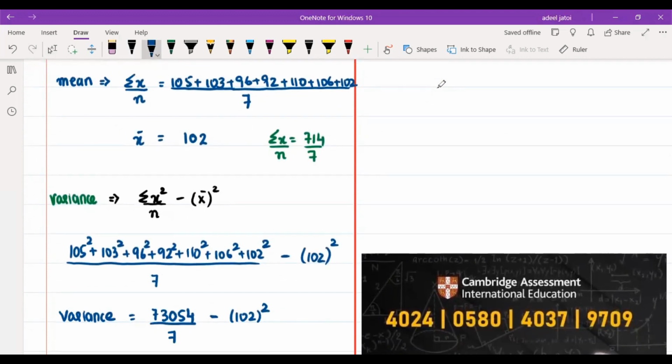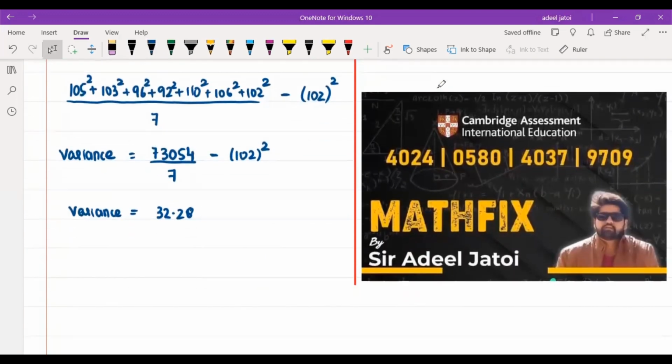Knowing the fact that your mean was 102, you got to know the variance formula, that is summation of x square upon n minus mean square. There is one other thing. This also measures how much your data is spread, but in terms of the mean and in terms of probability, standard deviation is used.